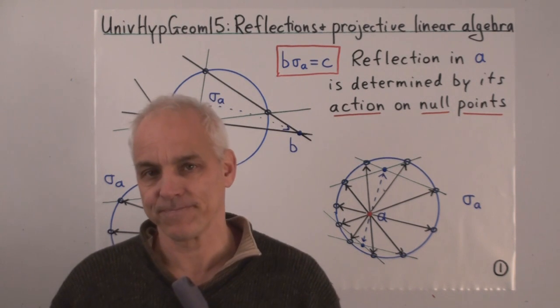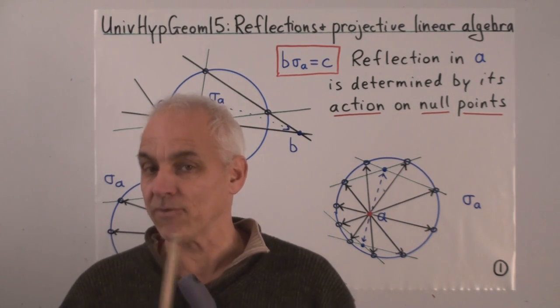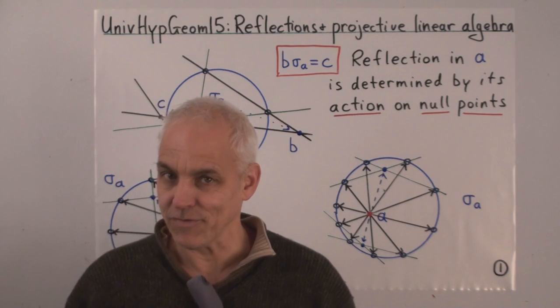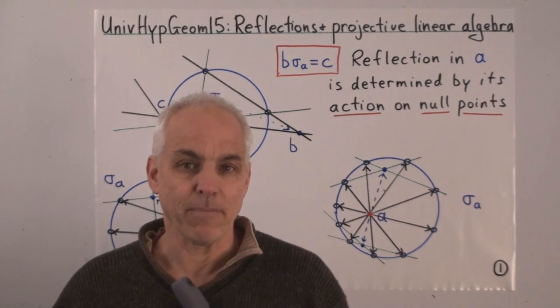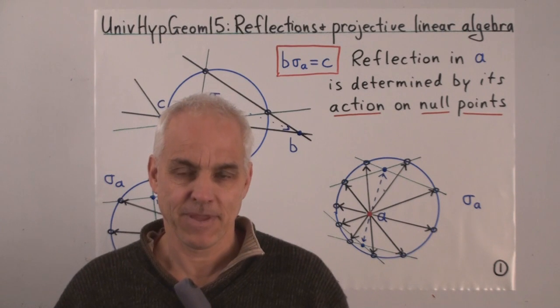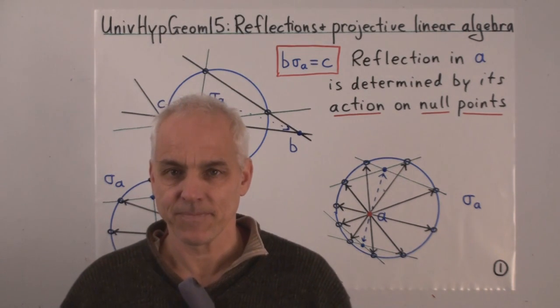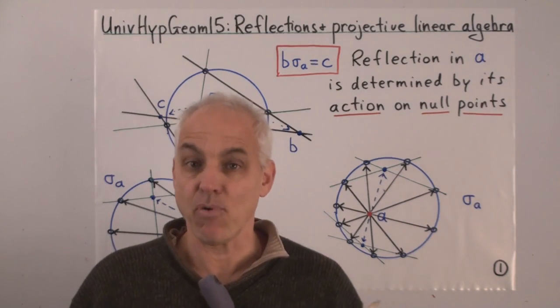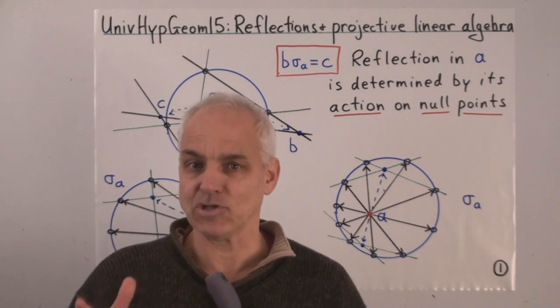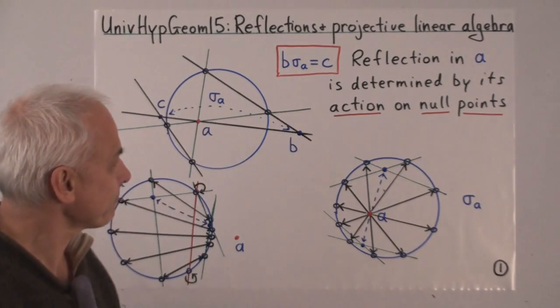I'm Norman Wahlberger. Today we're going to look at reflections in universal hyperbolic geometry, and we're going to relate them to matrices in linear algebra. And this is going to give us a very nice connection between points and algebraic objects.